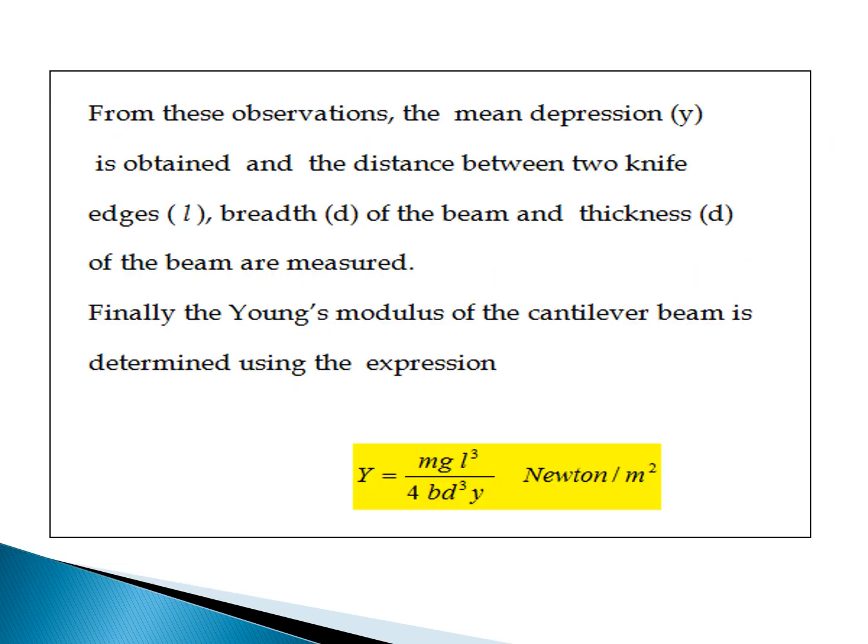Then using this formula we can find the Young's modulus of the material of the beam by non-uniform bending method. g is equal to 9.8 meter per second square. L is the distance between the two knife edges. B is the breadth of the beam. D is the thickness of the beam, and y is the depression produced, which we will find out from the tabular column. So using this formula we can find the Young's modulus of the beam by non-uniform bending method.